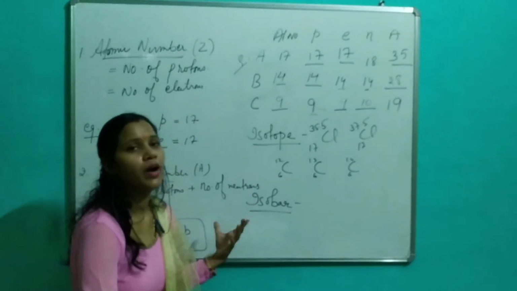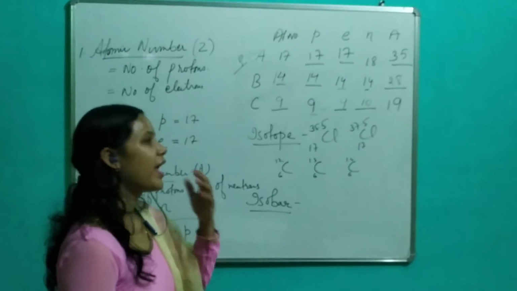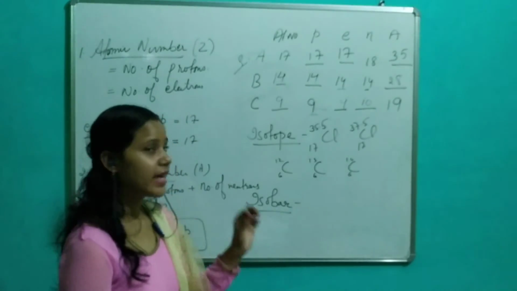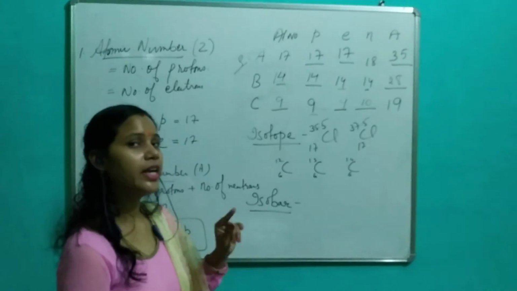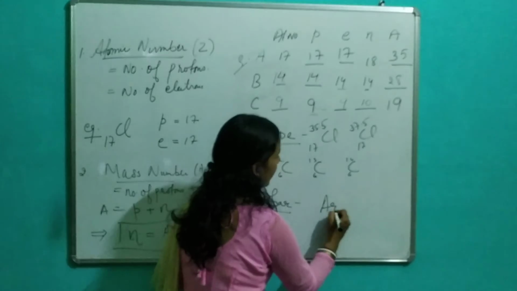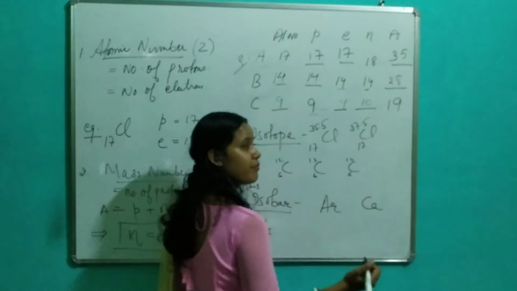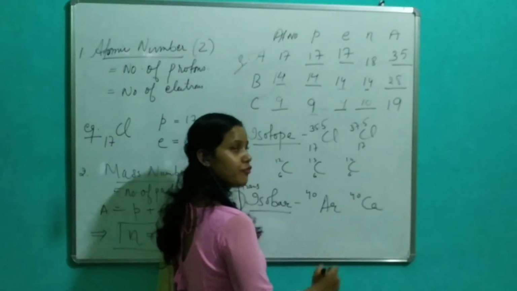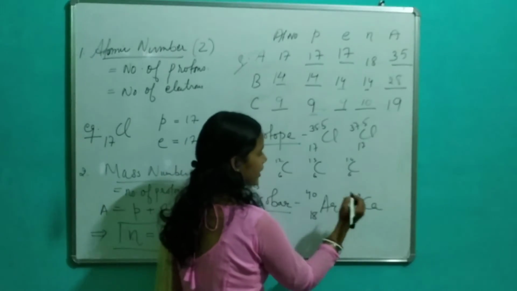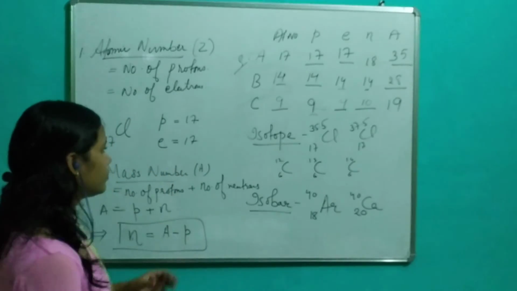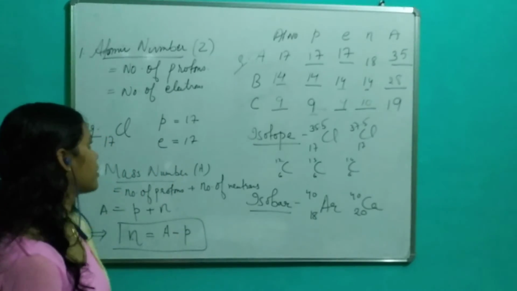Then we have isobar. Isobars means equally heavy. So here isobars are those elements which are having same mass number but different atomic number. For example, argon and calcium. This is the best example that you will be getting. Both have atomic mass 40 and atomic number of argon is 18, atomic number of calcium is 20. So this is isotope and isobar.